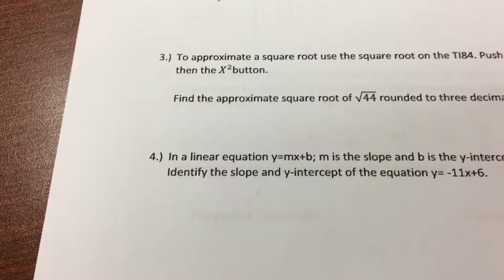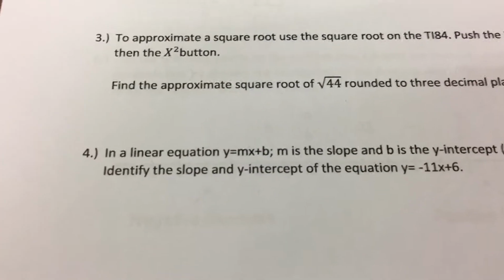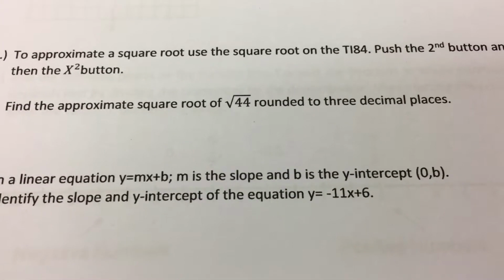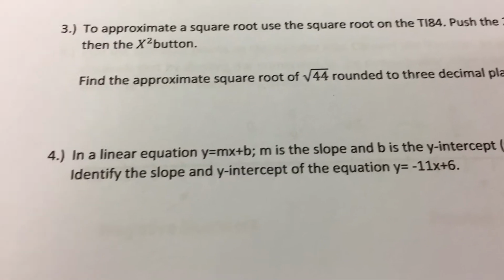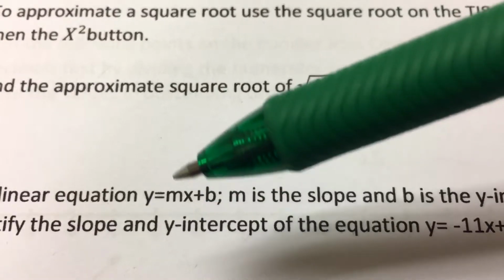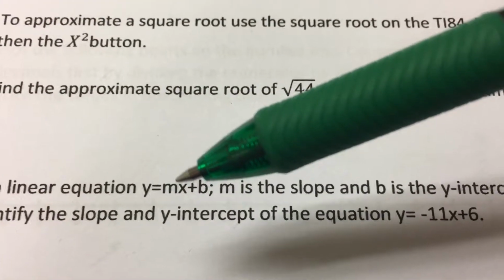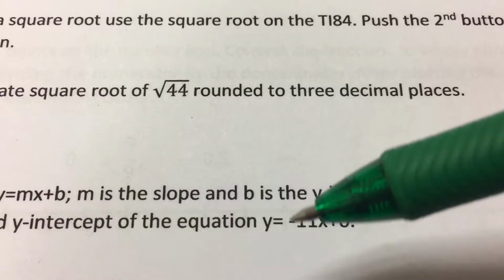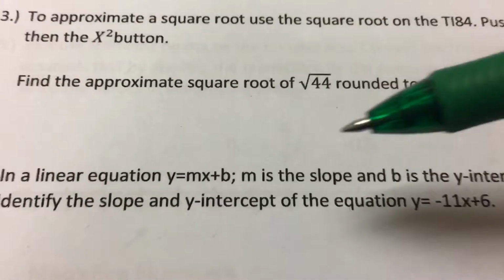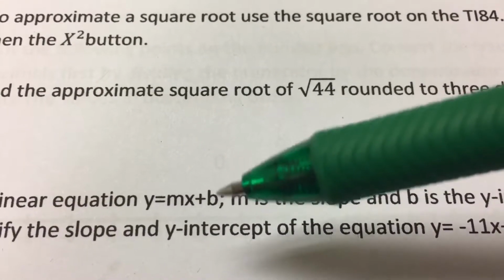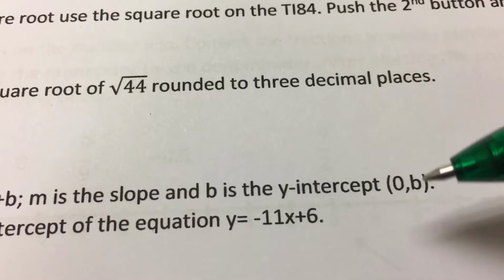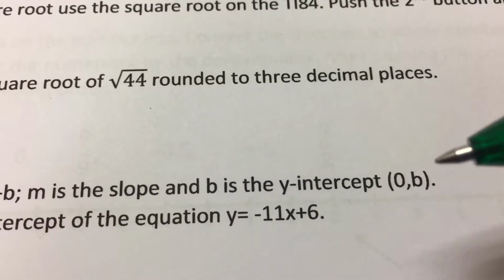Okay, the next thing, it says, in a linear equation, y equals mx plus b, m is the slope and b is the y-intercept. Identify the slope and the y-intercept. So notice, any number that is in front of the x value is the slope. So in our particular problem, you're looking for the number that's in front of the x value to be the slope. The y-intercept is the number on the end. So notice you write it as 0, comma, whatever the n number is, because y-intercept's an ordered pair.